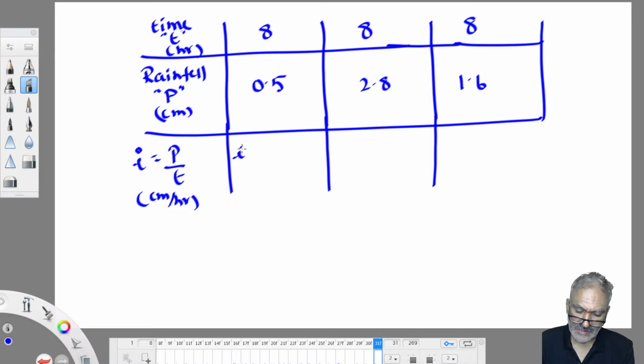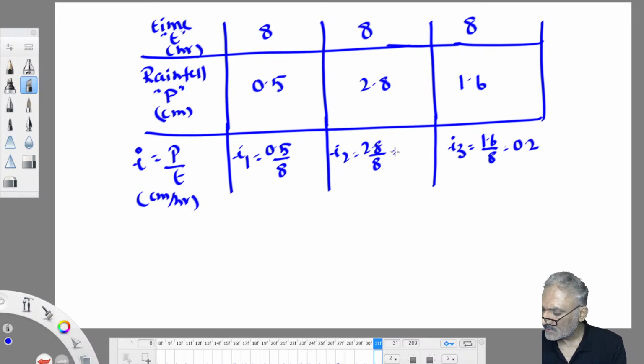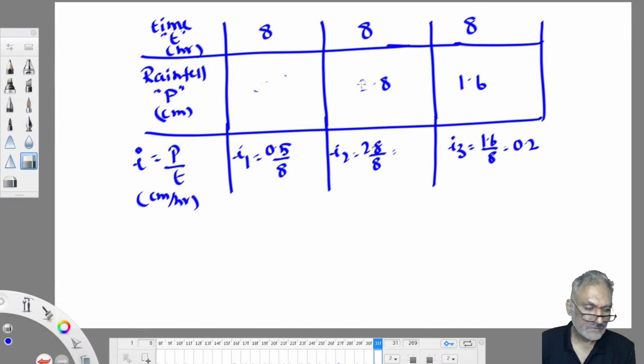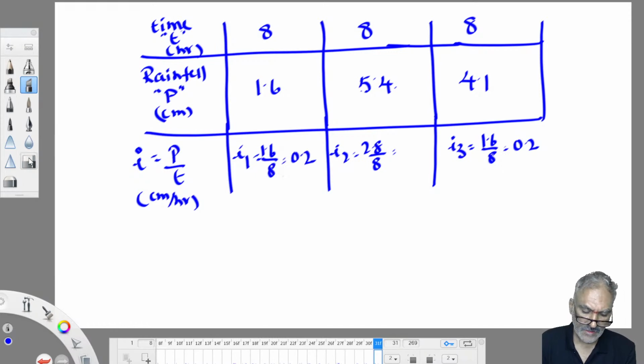So first I1 is equal to 0.5 by 8. I2 is equal to 2.8 by 8. I3 is equal to 1.6 by 8. This is 0.2. 2.8 by 8, 0.35. Successive 8 hours, sorry, values are different I took, okay. The values are 1.6, 5.4, 4.1. 1.6 by 8, so it is 0.2. 5.4 by 8. I values keep on changing.